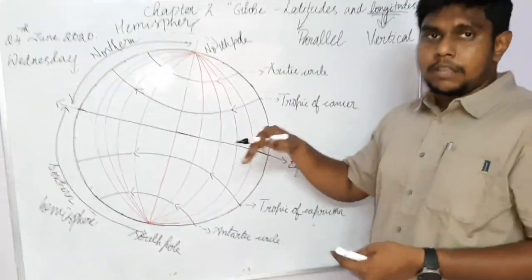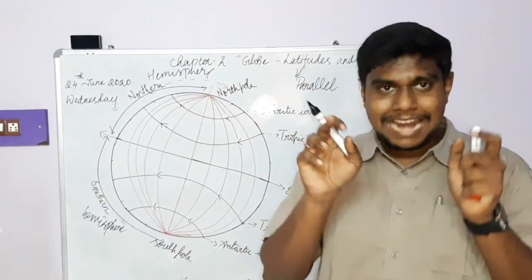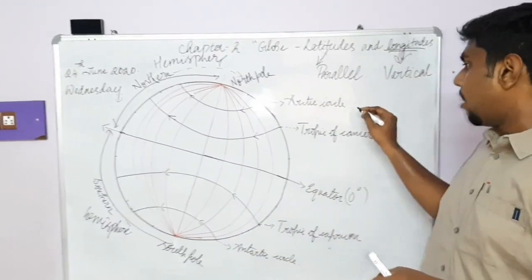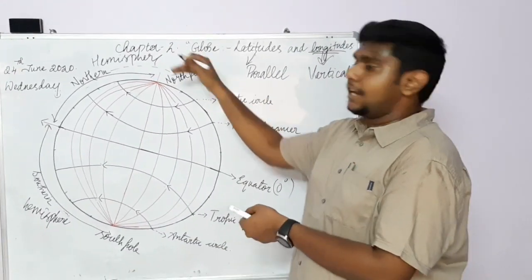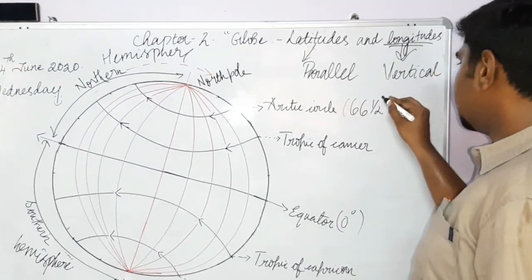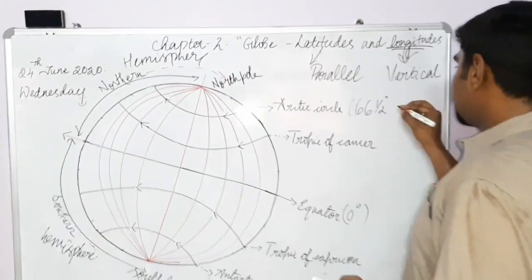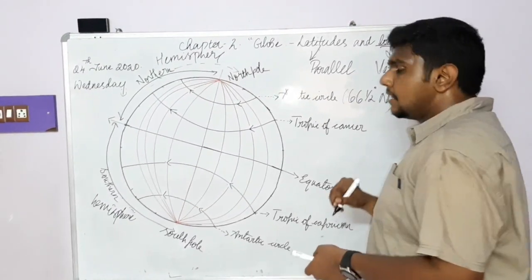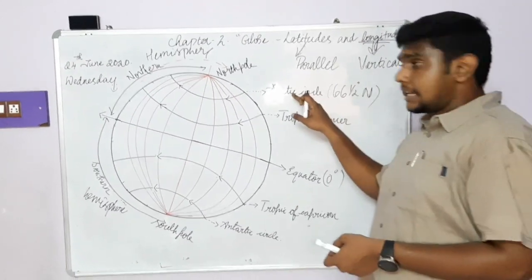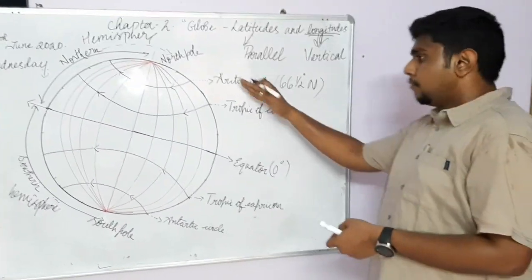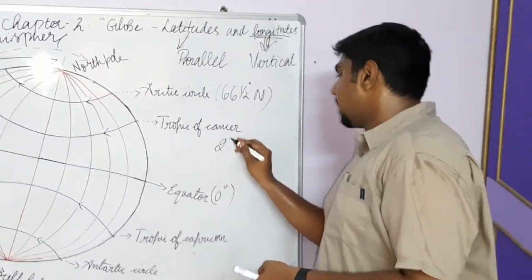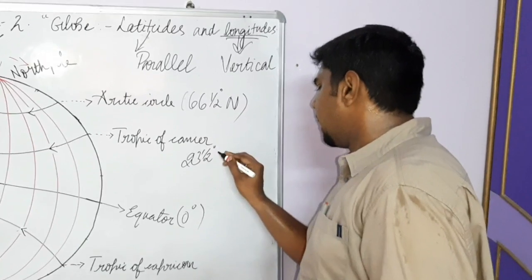Then we move on to the next important latitudes. We'll start with the Arctic Circle. The Arctic Circle is the topmost latitude and its angle is 66.5 degree, and because it is in the north, I am mentioning north here. So we call it 66.5 degree north, the Arctic Circle. Moving on to the next is the Tropic of Cancer, 23.5 degree north.